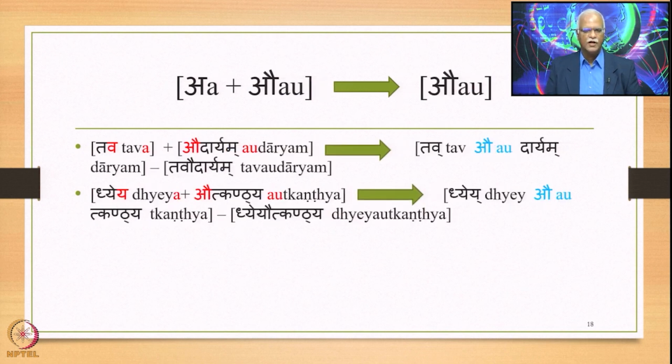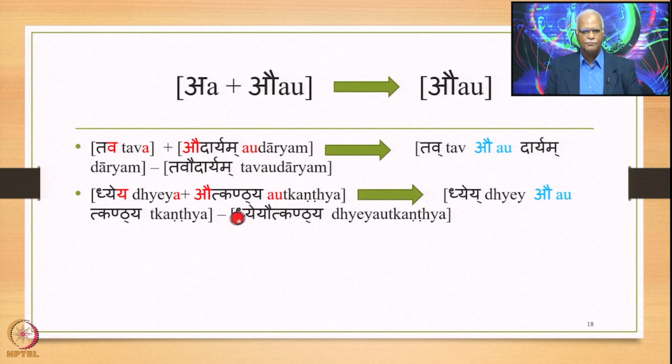Next we have A followed by Au as the input. 6188 applies and the output generated is au. So, the first example is that of two separate padas, tava plus audaryam. So, tava has got a at the end of the pada, audaryam has got au at the beginning of this second pada. So, we have a plus au in the Samhita mode, 6188 applies and the output generated is tav audaryam. Tavaudaryam.